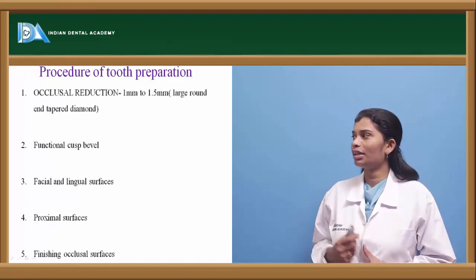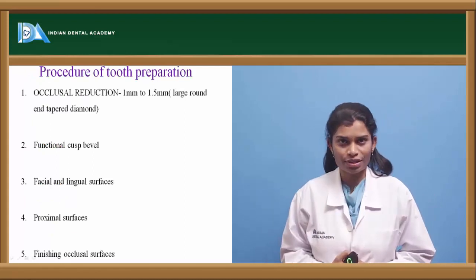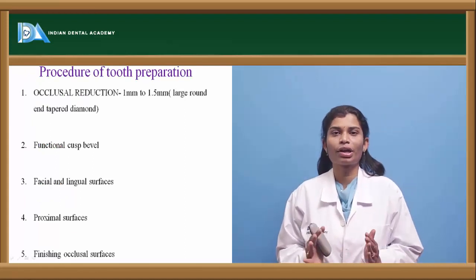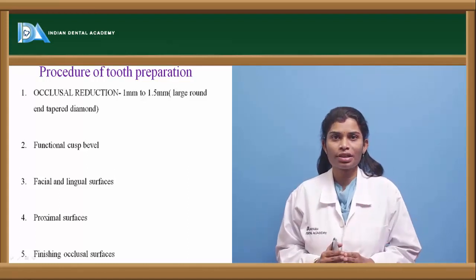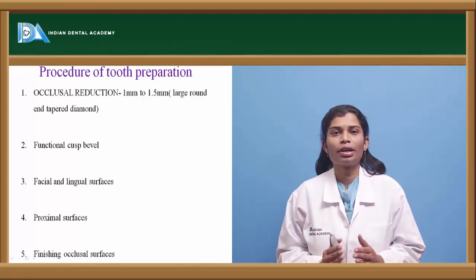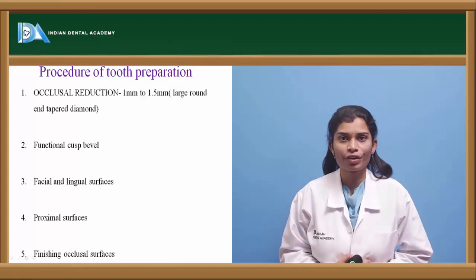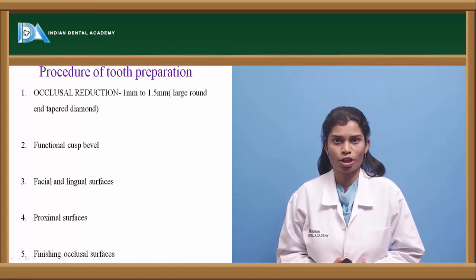First, you have to start the reduction with the occlusal surface. Once you are done with the occlusal reduction, you can actually assess the tooth based on the remaining occlusogingival thickness. Depending on that, you can plan any additional retentive features that might be required in such cases.